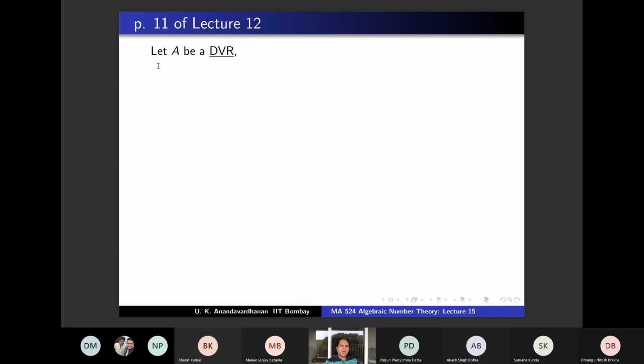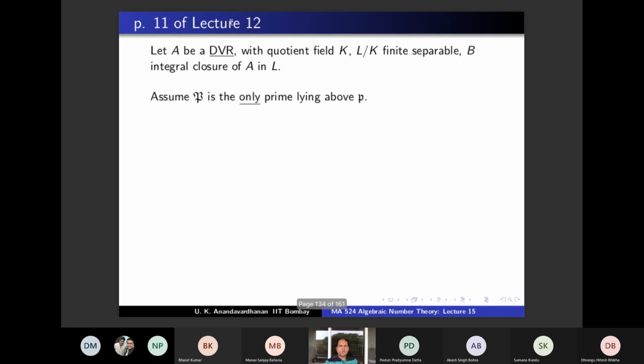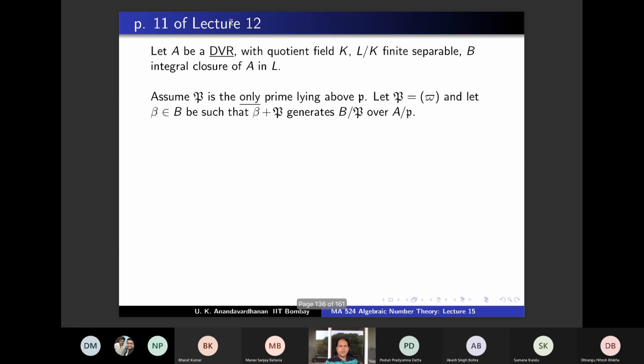So first of all, let me recall another result that we did. This is page 11 of lecture 12. When A is a DVR with quotient field K, L over K finite separable, B the integral closure of A in L, and only one prime lying above, because it's a DVR, it is generated by one element, we call it pi. Let beta be any element such that the reduction mod P generates. It's separable, so there's a primitive element, let it be of the form beta plus P, where beta belongs to B. Then we proved that B equals A[beta, pi].